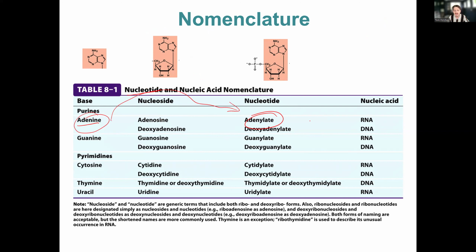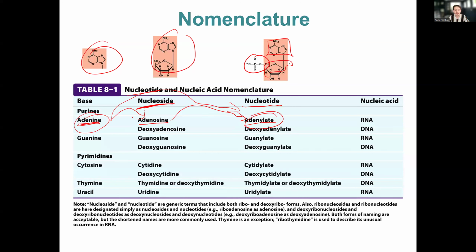The nucleotide of adenine: once you add in the sugar, it becomes adenosine, and once you add on the phosphate, it becomes adenylate. So here's the base, the base plus sugar, which is a nucleoside, and the base plus sugar plus phosphate is a nucleotide, and they each have a different name. Adenine is when it's on its own. Adenosine is when it's with the sugar. Adenylate is when it's with the phosphate, the nucleotide. And you can do it exactly the same with the other ones.